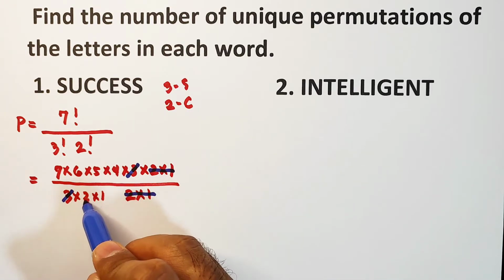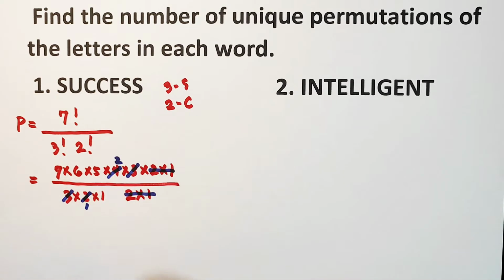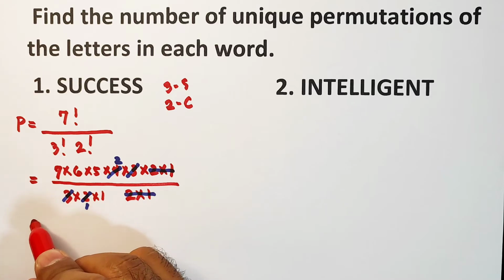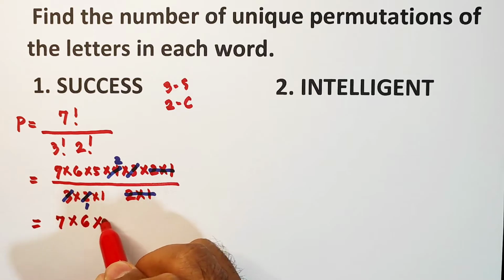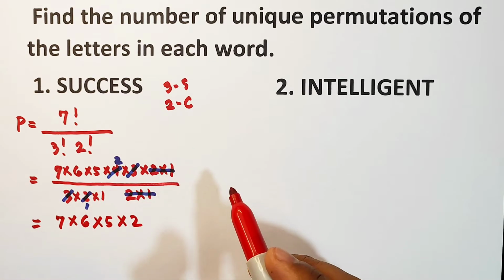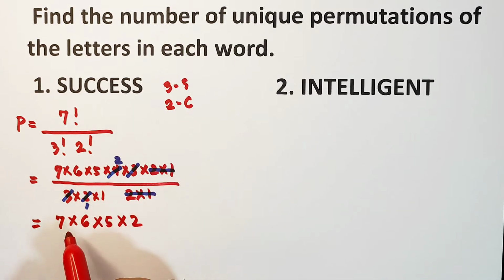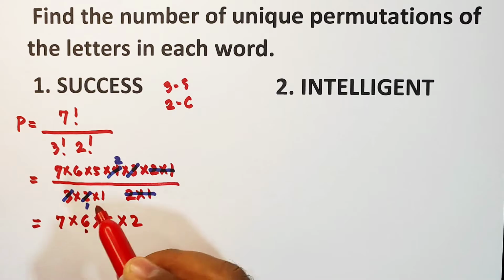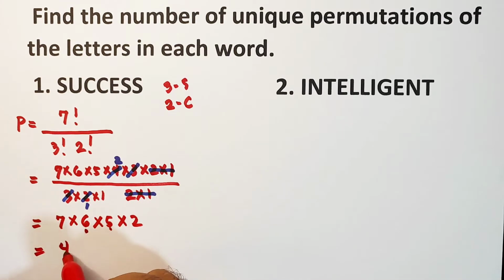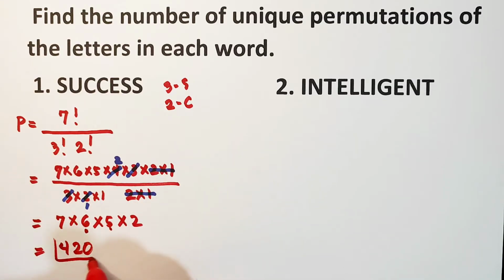And 4 over 2, that is 4 divided by 2, it will become 2. And therefore, the remaining numbers in the numerator are 7 times 6 times 5 times 2. And then the denominator is equal to 1. Okay? Now, multiply 7, 6, 5, and 2. So 2 times 5, 10. Times 6, 60. Times 7, that is equal to 420. Therefore, the unique permutations of the letters of the word success is 420.